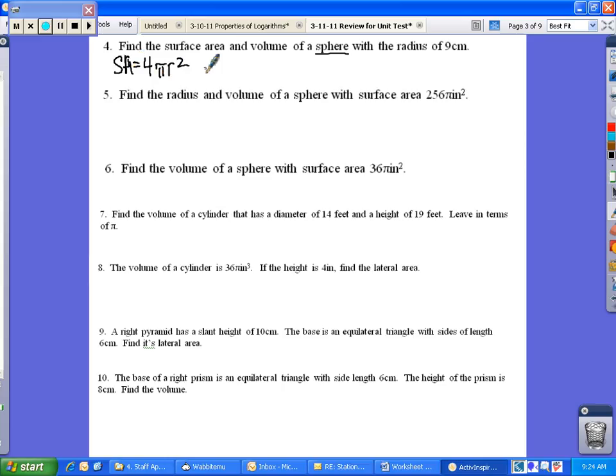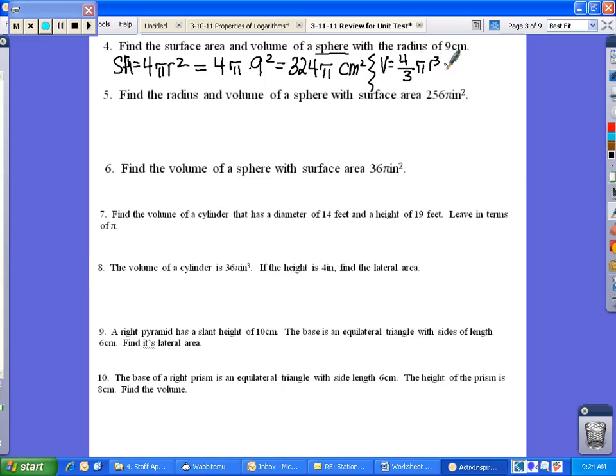In this case, surface area is 4 pi r squared. And therefore, we're just going to substitute the value of r of 9. So 4 times 9 squared pi, and then 4 times 9 squared is 324 pi. That is in centimeters squared. And again, I prefer your answers in pi. Okay, this one's an easy one to leave in pi.